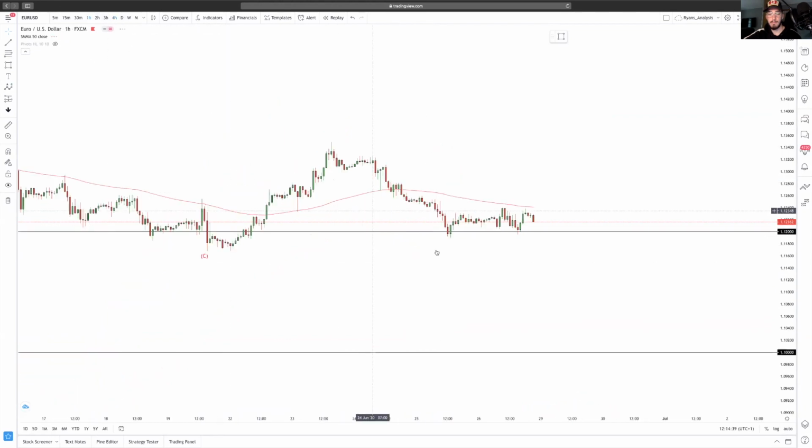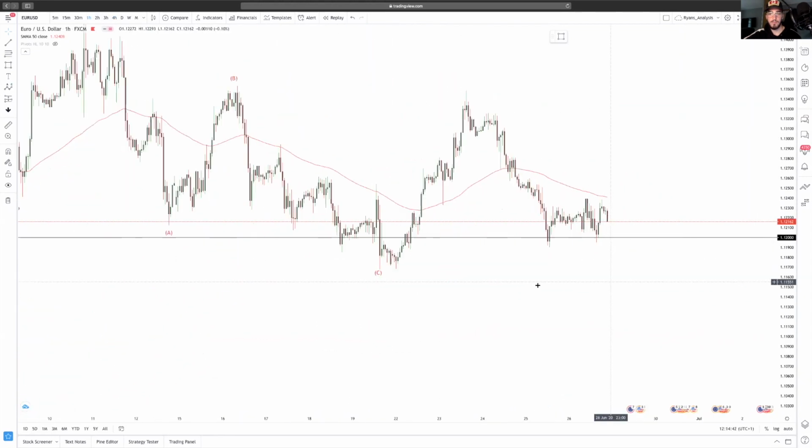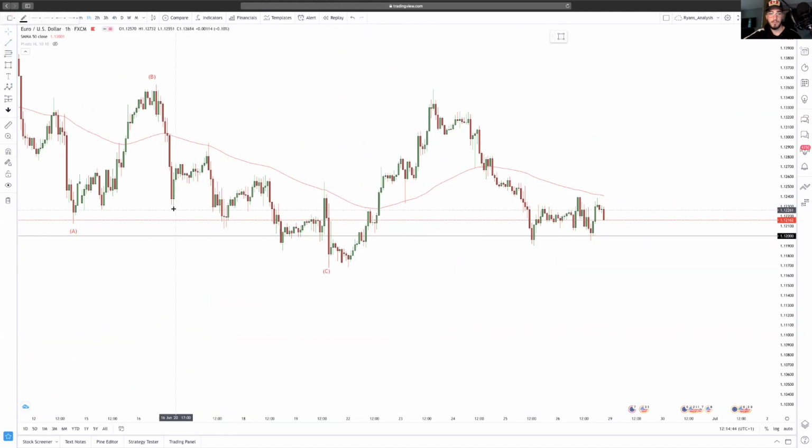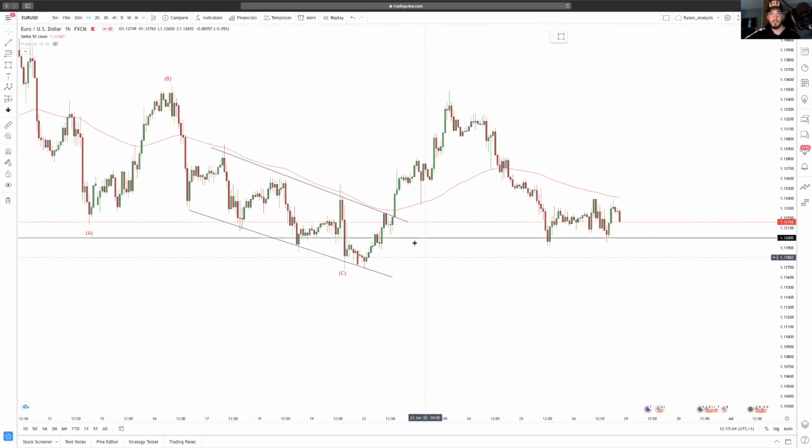So jumping on a 1-hour, what do we have? We had a descending channel. Normally a descending channel is just a corrective phase that pushes down to then come back up. As you can see, we came back here to retest our 1.12, and then we did break above it with a big bullish engulfing candle, which confirmed the break of corrective structure.